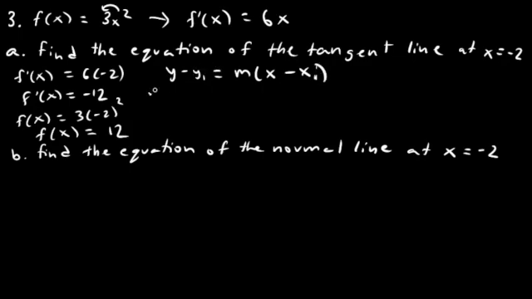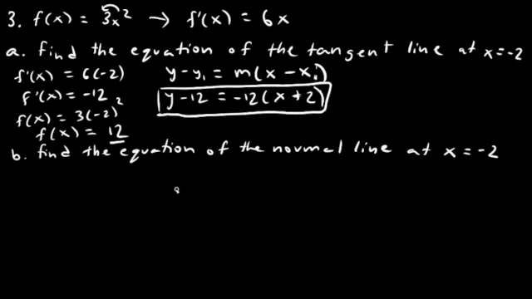And so y1 is our point. So that's 12 that we found here. So y minus 12. Our slope is -12. And we keep x, and then minus, and we know our x. So that would be plus 2, because it's minus -2. So this would be the equation of the tangent line at x equals -2. This would be our answer.